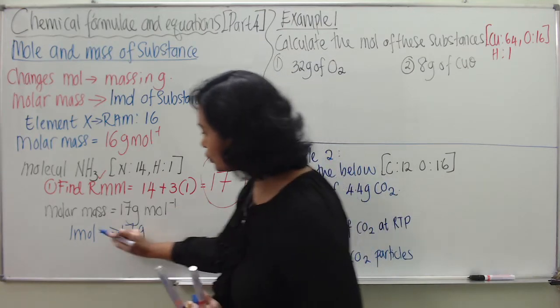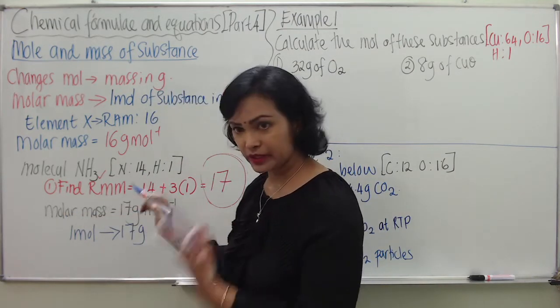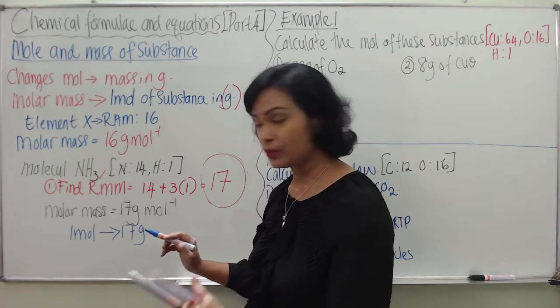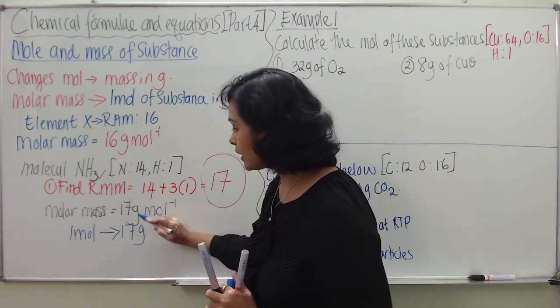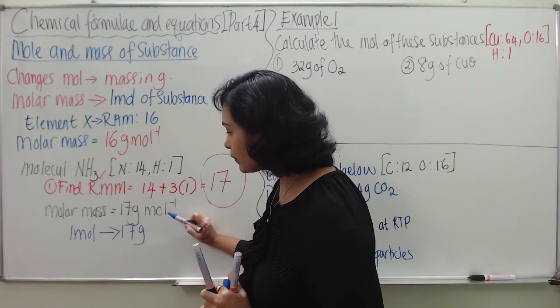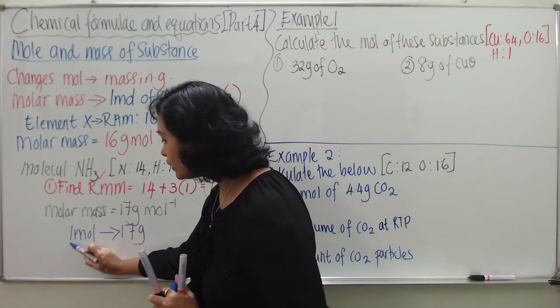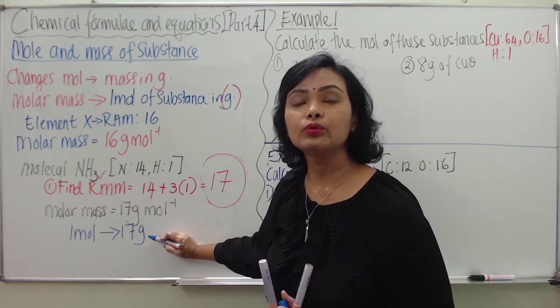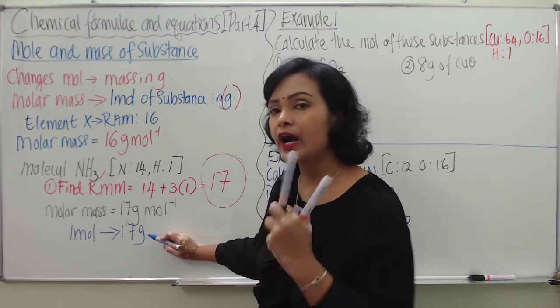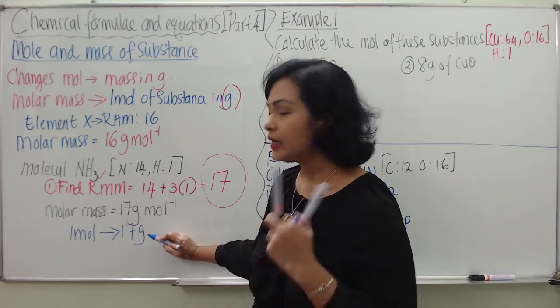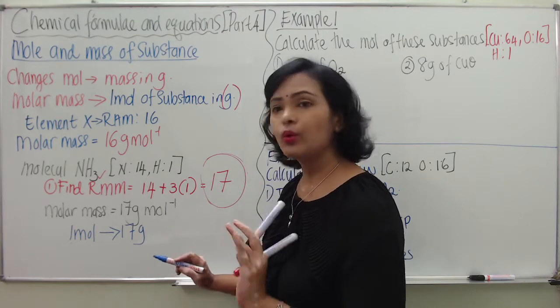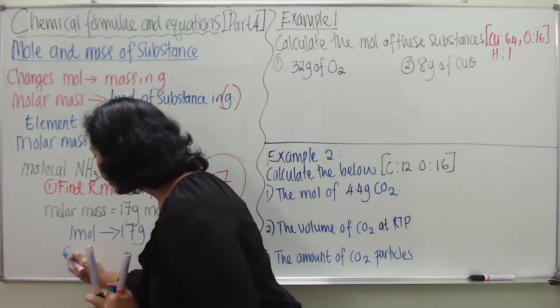Now, what does molar mass mean? That means we just interpret it in an easier way. When teacher says the molar mass of ammonia is 17 gram per mole, we know that in order for me to bring 1 mole of ammonia, I must have a mass of ammonia of 17 gram. Now, if I don't want 1 mole, I want 0.5 mole.